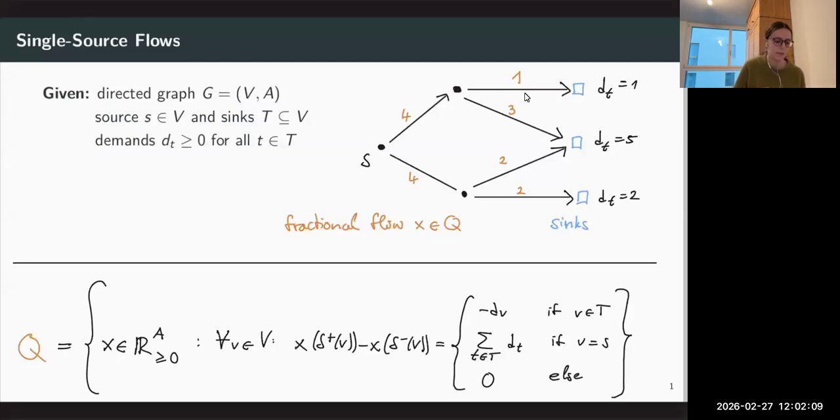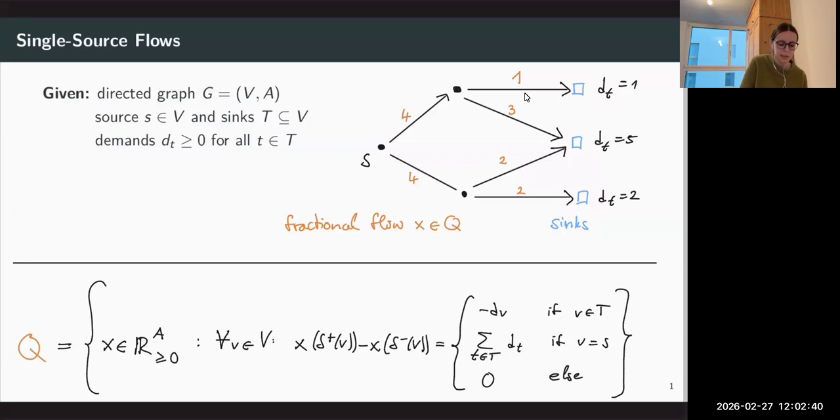The setting here will be that we are given some directed graph G with vertices and arcs or edges. We will look at a single source setting here, so we'll just have a single source vertex S in this picture, and we have a set of sinks T. These are the squares in the picture, and every sink comes with some non-negative demand. So the first sink here has demand 1, the second sink demand 5, and the third sink demand 2.